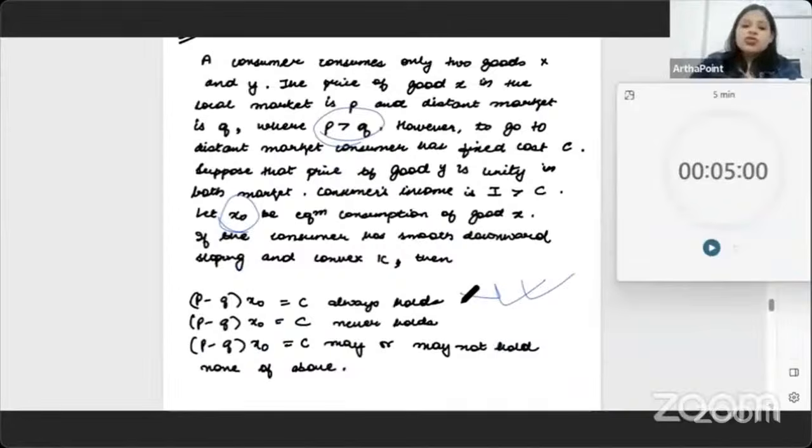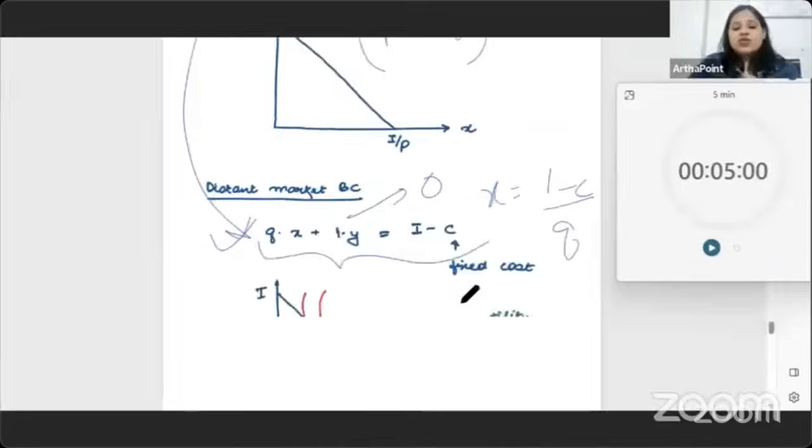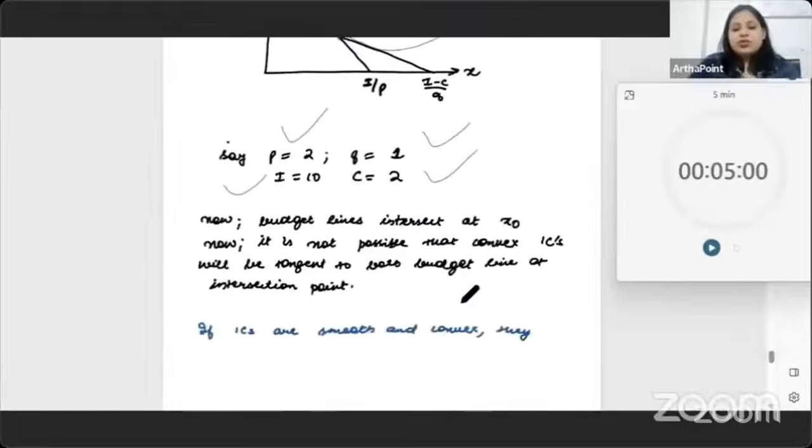It's a very tricky question. It came in the ISI 2004 paper, beta. I picked up one question from the ISI 2004 PEB paper, but it's an excellent question where you have to use a lot of the information. Okay, let's go to the last question for the day, a very simple question.